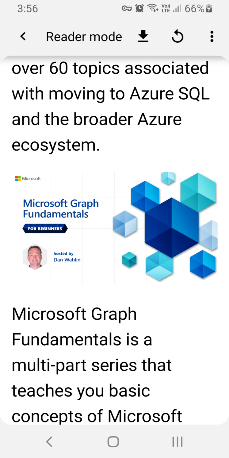Easily translate your SQL Server skills and experience to Azure SQL using familiar tools and techniques. Microsoft's Bob Ward and Anna Hoffman walk you through over 60 topics associated with moving to Azure SQL and the broader Azure ecosystem. Microsoft Graph Fundamentals is a multi-part series that teaches you basic concepts of Microsoft Graph. It will guide you with hands-on exercises on how to use Microsoft Graph API requests to start developing or enhancing your applications with Microsoft 365 data.